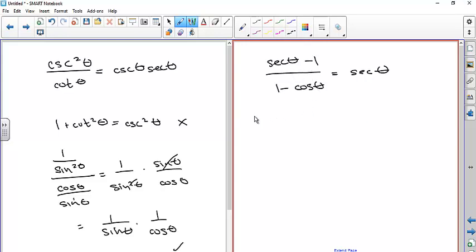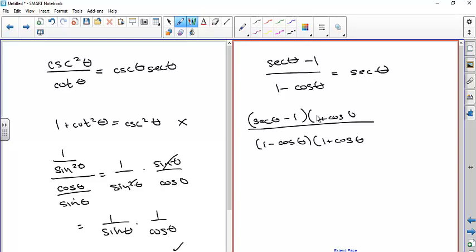And a lot of times you can try to transform something into a Pythagorean identity, if you've got 1 plus or minus sine theta or cosine theta. So because this is 1 minus cosine theta, I'd probably try 1 plus cosine theta. So I get that. Multiply and divide by the 1 plus cosine theta.